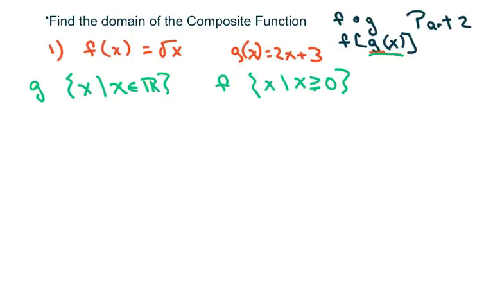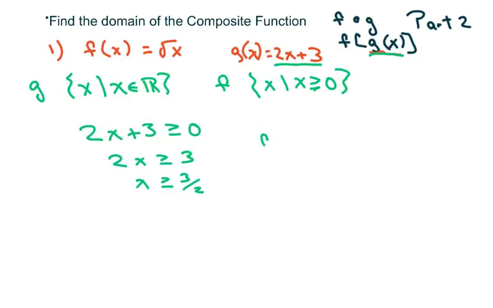So basically, since it's all real numbers, you set the all real numbers part 2x plus 3 greater than or equal to 0. So you get 2x is greater than or equal to 3, so x is greater than or equal to 3/2. So the domain of f of g is all real numbers. However, x has to be greater than or equal to 1.5 here.